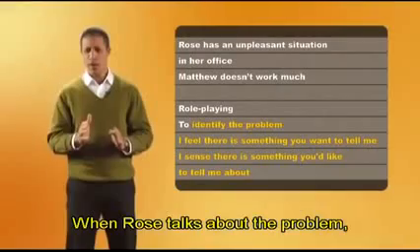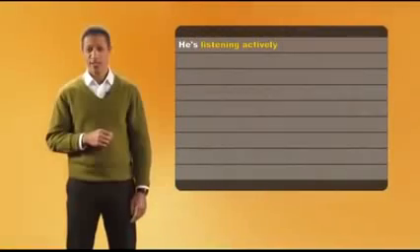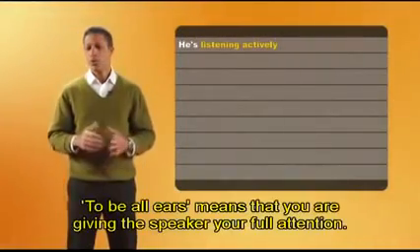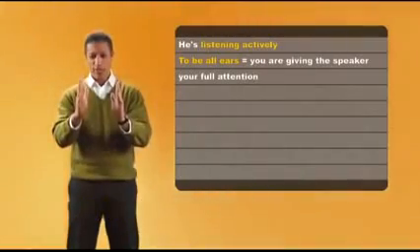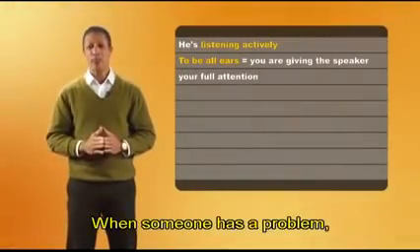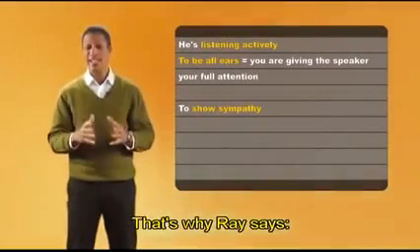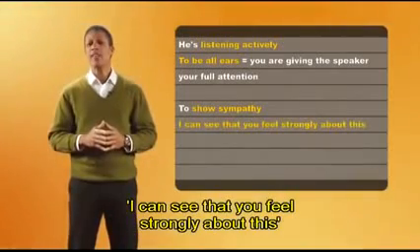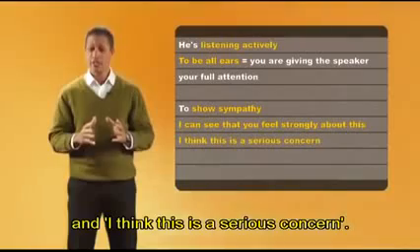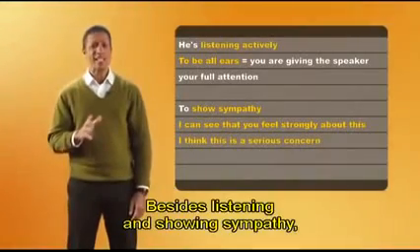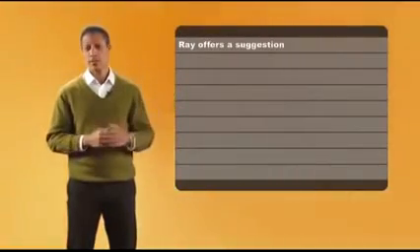When Rose talks about the problem, Ray shows that he is listening actively. I am all ears. To be all ears means that you are giving the speaker your full attention. When someone has a problem, it is important to show sympathy. That's why Ray says, I can see that you feel strongly about this, and I think this is a serious concern. Besides listening and showing sympathy, Ray offers a suggestion.